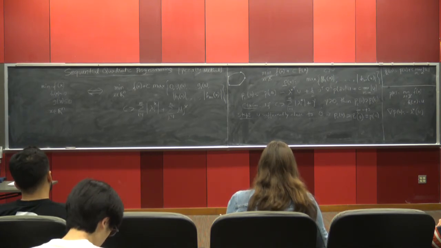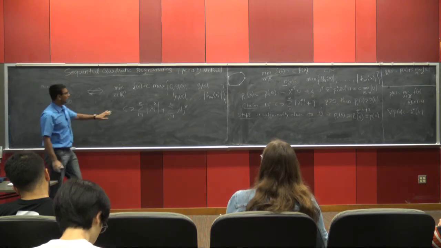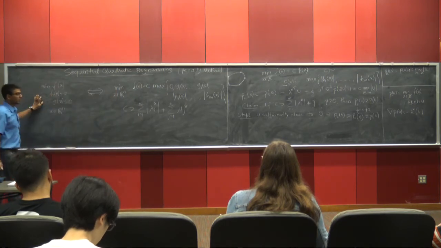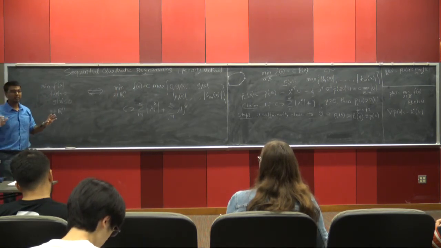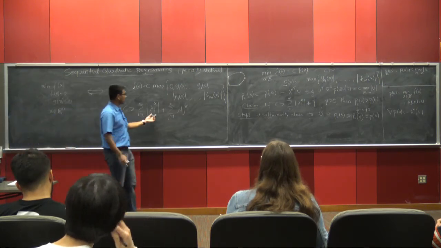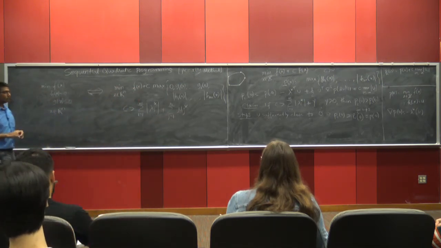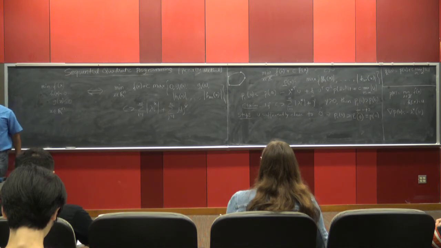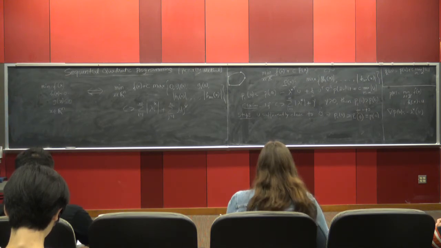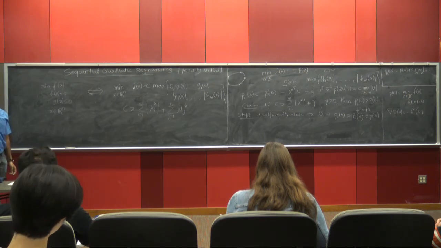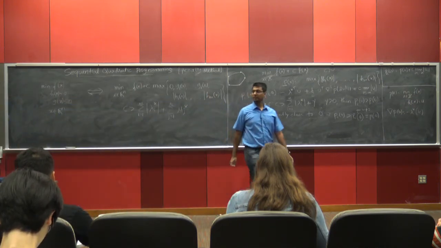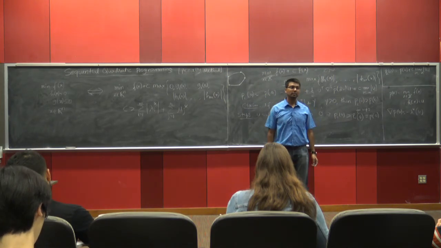And so the proposition is, if x* is a local minimum to this, then x* is a local minimum to this, and if x* is a local minimum to this, then x* is a local minimum to this, assuming that x* is regular. We need regularity in order to define these Lagrange multipliers here. Any questions? No questions?